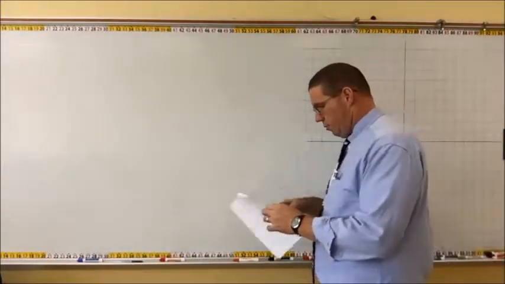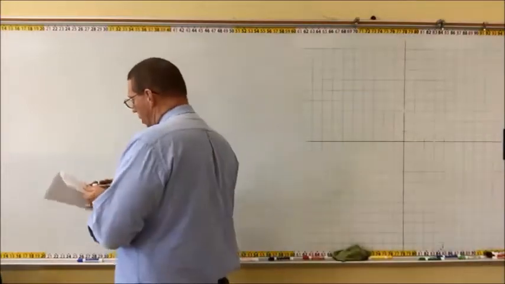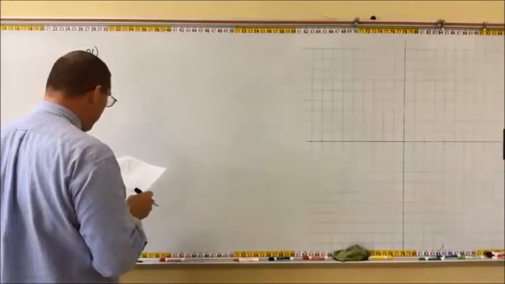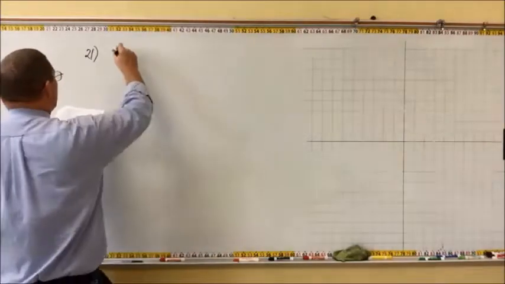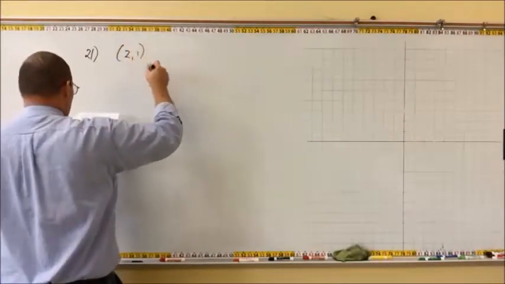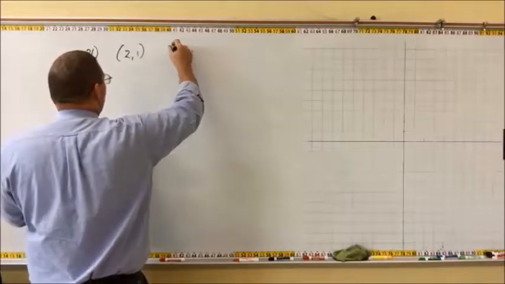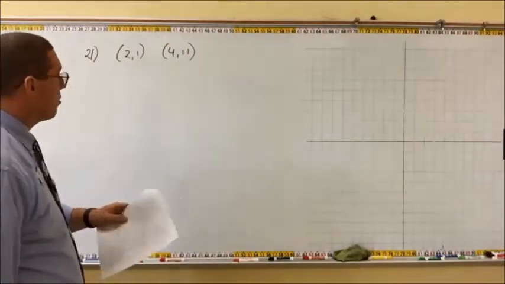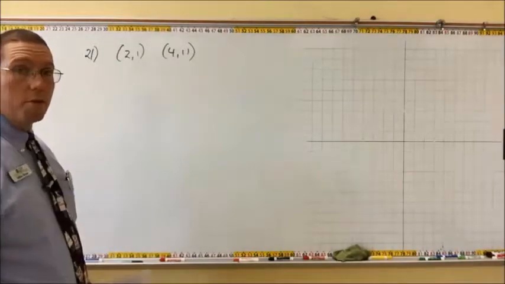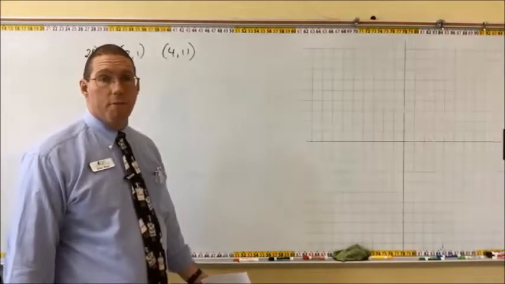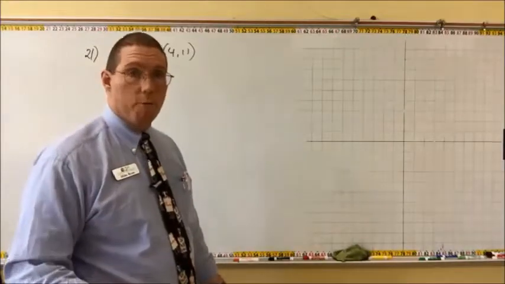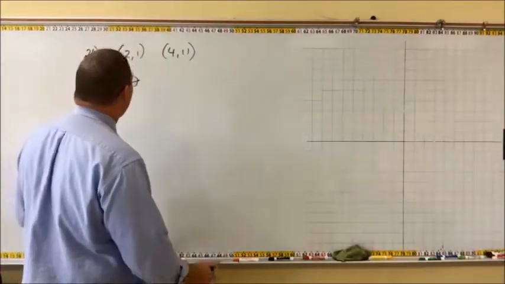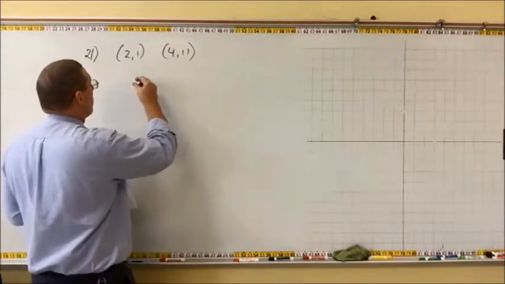Moving on to write the equation of the line. This is question 21. Write the equation of the line that passes through 2, 1 and 4, 11, and write it in slope-intercept form and in point-slope form. Well, point-slope form is easier than slope-intercept form. In fact, if I can put it in point-slope form, I can then transform it into slope-intercept form. But I have to find the slope first.